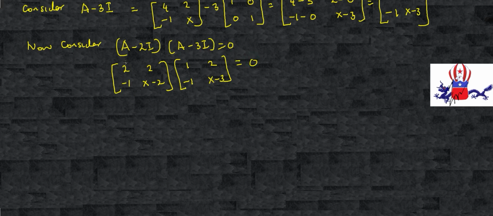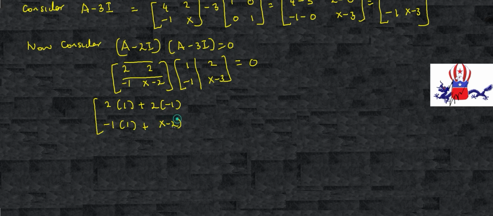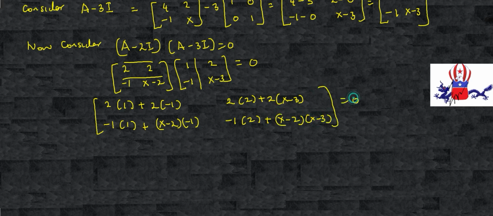So that would mean you have to multiply the row with the column. So that can be done. So 2 times 1, plus 2 times -1. Second row with the column: -1 times 1, plus x - 2 times -1. And then the row with the column, so 2 times 2, plus 2 times x - 3. And then -1 times 2, plus x - 2 times x - 3. This is equated to 0.